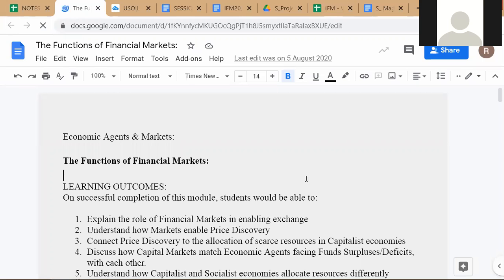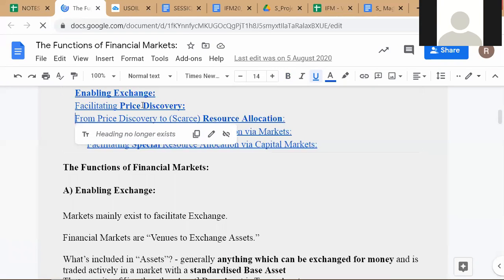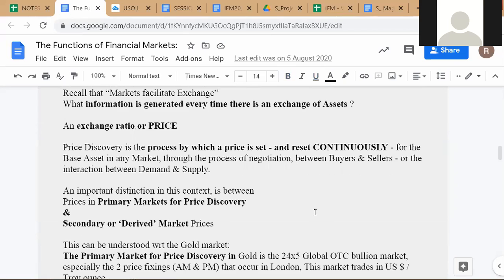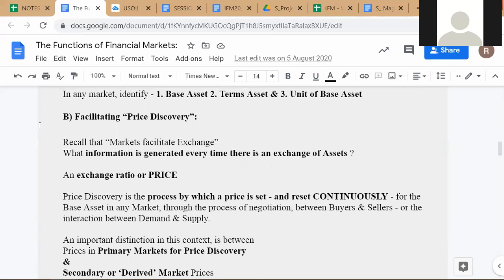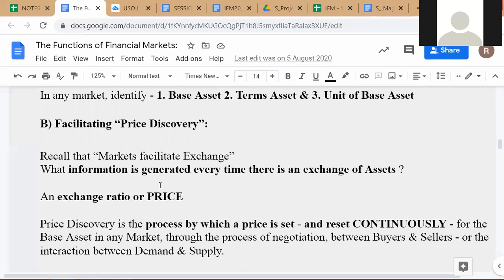What is price discovery? Price discovery is actually a fancy term for, oh, there's no heading here. There's a little bit of a problem. Okay, facilitating price discovery. So here, what we mean by price discovery is an important concept actually, so let's try to understand it.